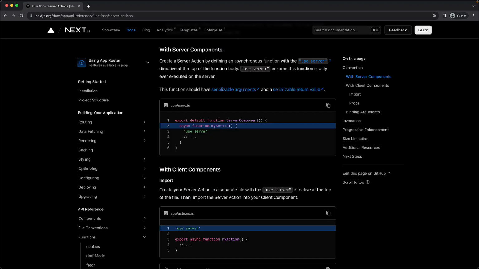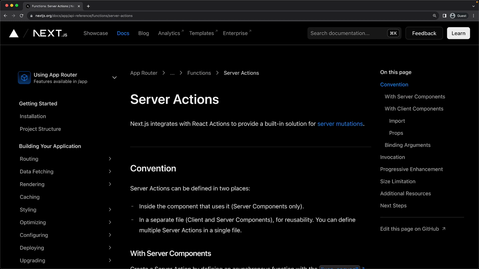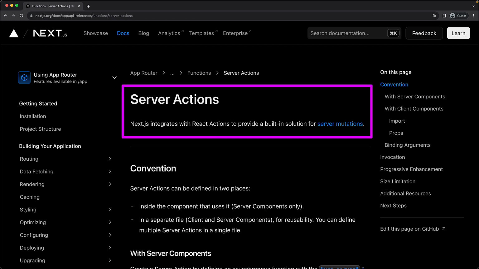The second one is that they must be defined with a use server directive, either within the function body or at the root of the file. And finally, and this is the big one, is the reason why server actions exist. They exist specifically for server mutation.